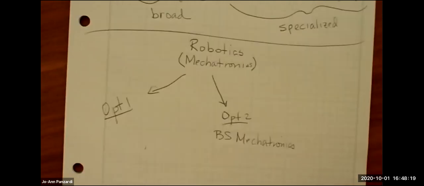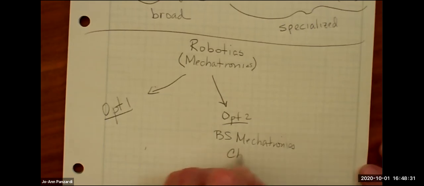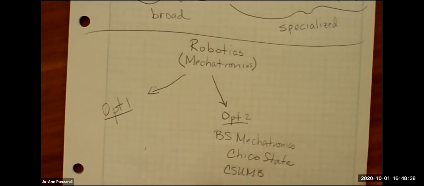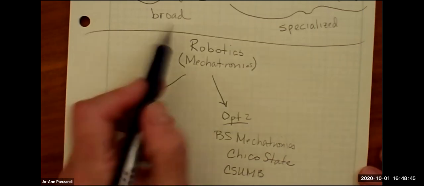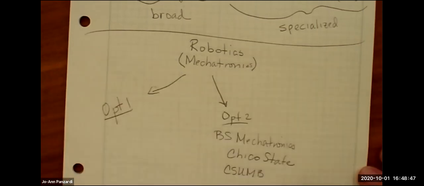And does anybody know who in the state has that degree? MIT. In the state, let's stick with California, just try to find out what's going on in the state. So Chico State does, and CSU Monterey Bay is going to have a bachelor's degree in mechatronics starting next year or the year after. So Clay, would you call this a broad degree or a specialized degree? Specialized. Right, great.